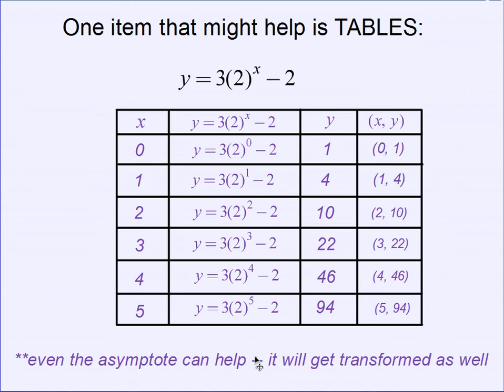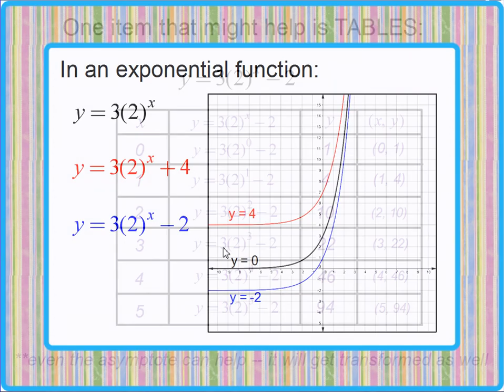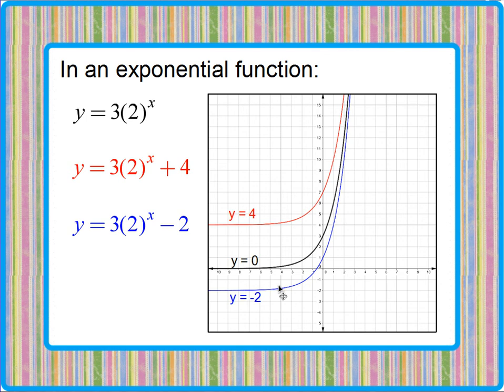Even the asymptote itself can help in your transformations. If we go back to our transformed graphs from just a second ago, notice that in our original parent function, the asymptote was the x-axis, or the line y equals 0. When we added 4, even the asymptote got shifted up 4 units. And same for subtracting 2. Even the asymptote got shifted down 2 units.